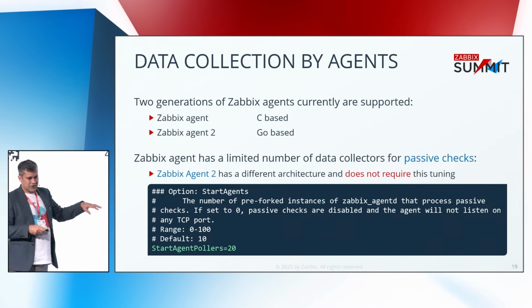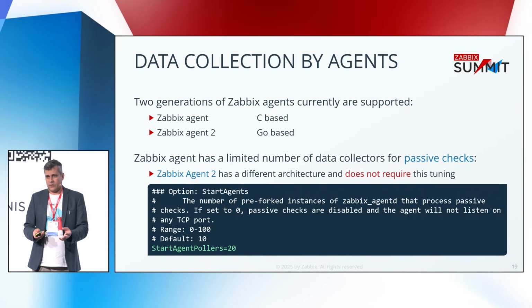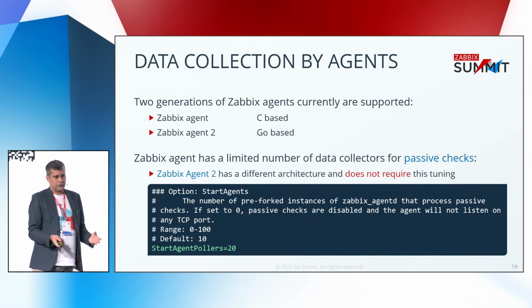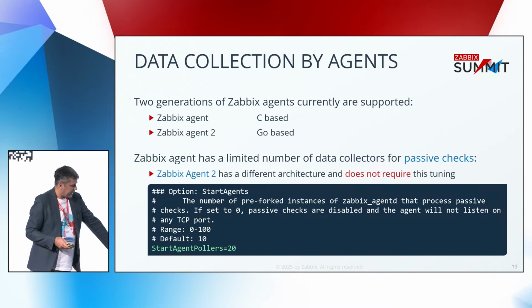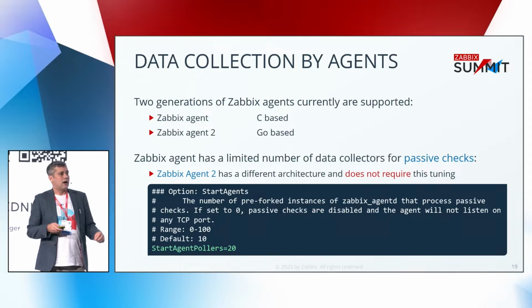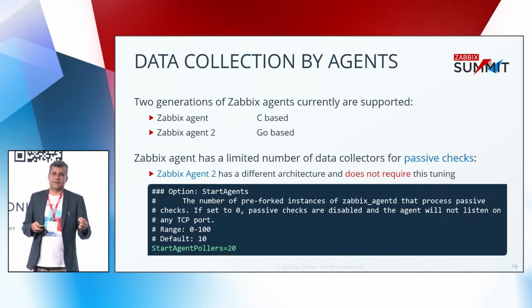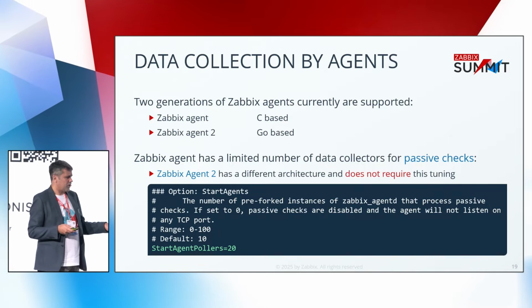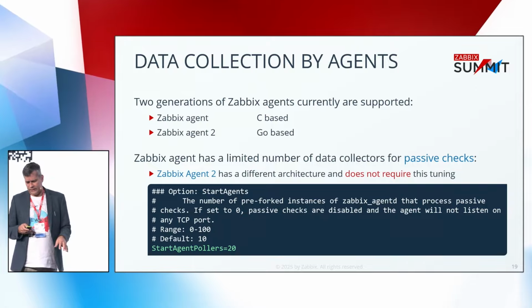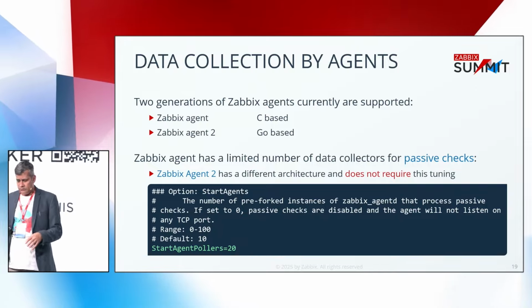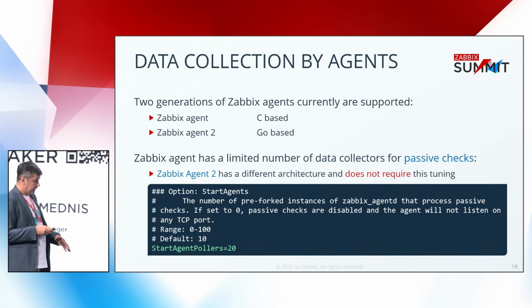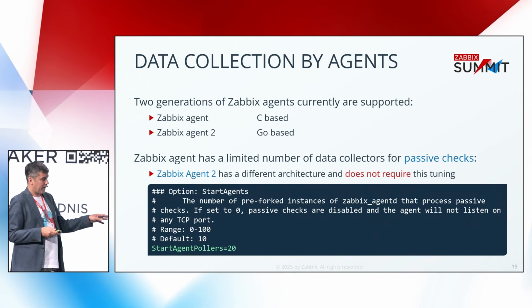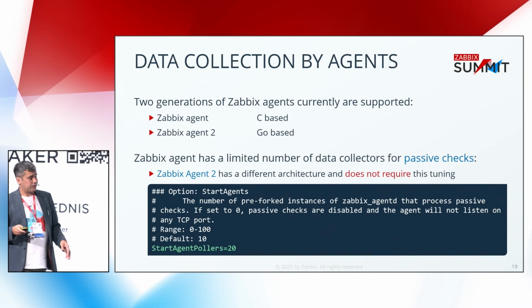Because the agent itself is a data collector. The agent is software installed somewhere, right? And those start agent pollers parameter means how many checks it can collect at once. So there are many situations when you have some slow scripts, some slow user parameters. So probably you may need to increase the amount of agent pollers. Default is 10, not bad, but there are situations you need more.